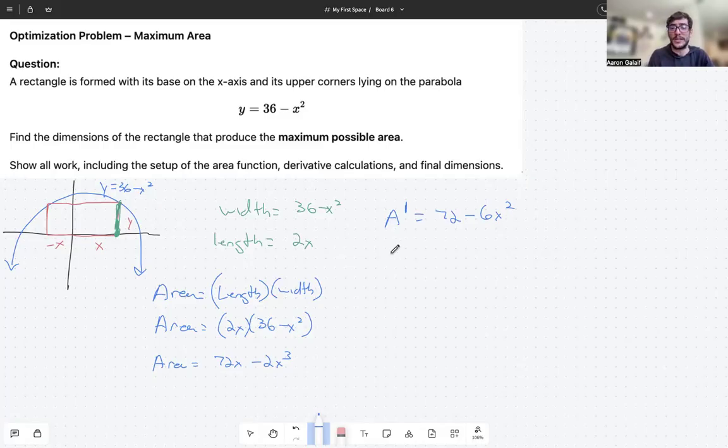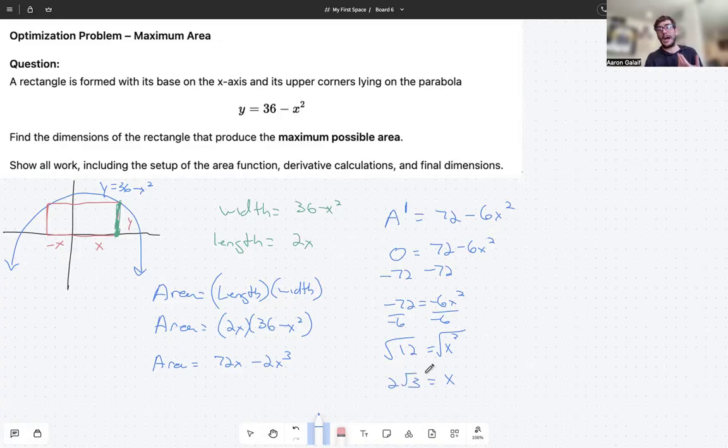So now we set the derivative equal to 0 to solve for a maximum or a minimum. We move this over. Negative 72 equals negative 6x squared, divided by negative 6. We have x squared equals 12. We will then square root it. x is going to equal 2 root 3. That's what x is, right? So now what we need to do is find the dimensions and then find that possible area.